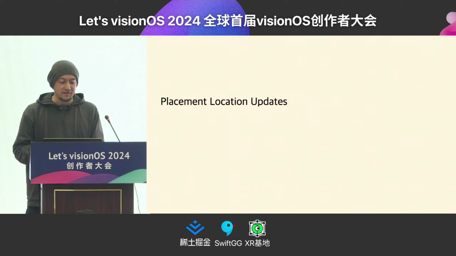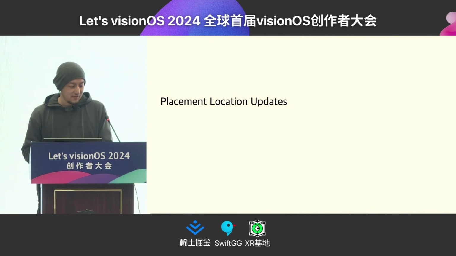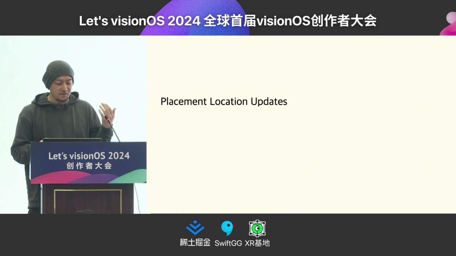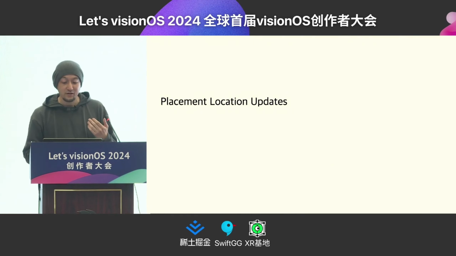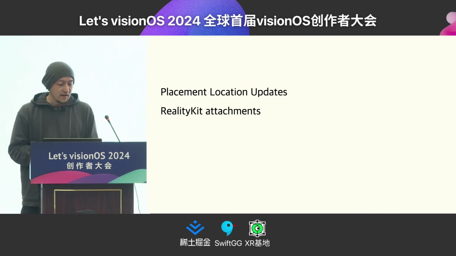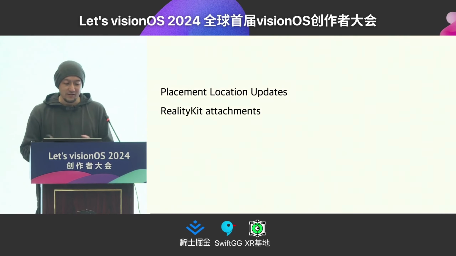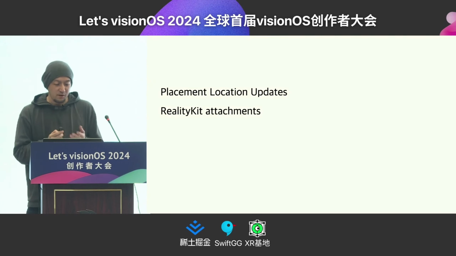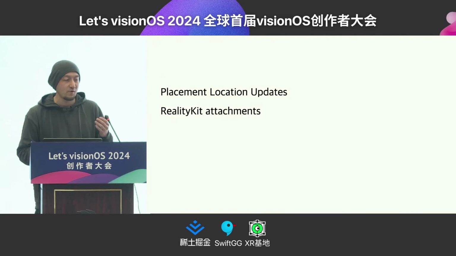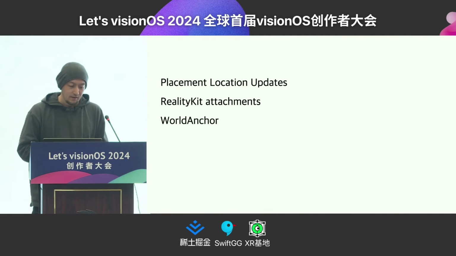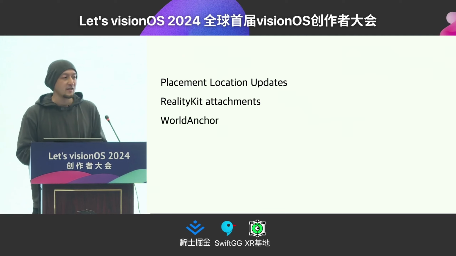I will discuss insight in 3 parts. First, placement location updates, the feature that continuously updates the position and orientation of the marker in real time. Second, RealityKit attachments. The view developed with SwiftUI will be shown as an attachment. And I'm going to explain world anchor. It is needed to fix the position of an entity in the space.